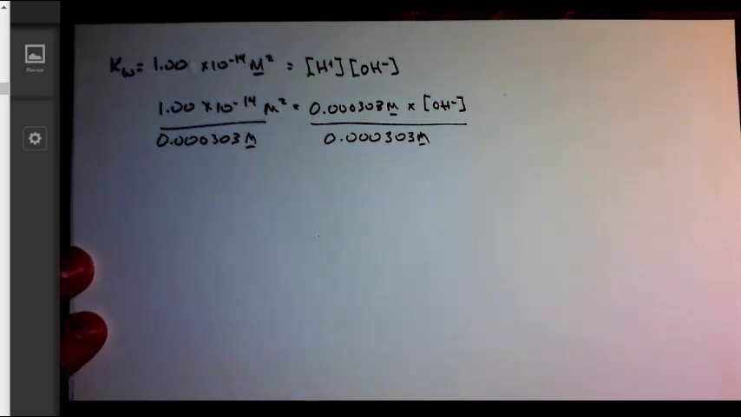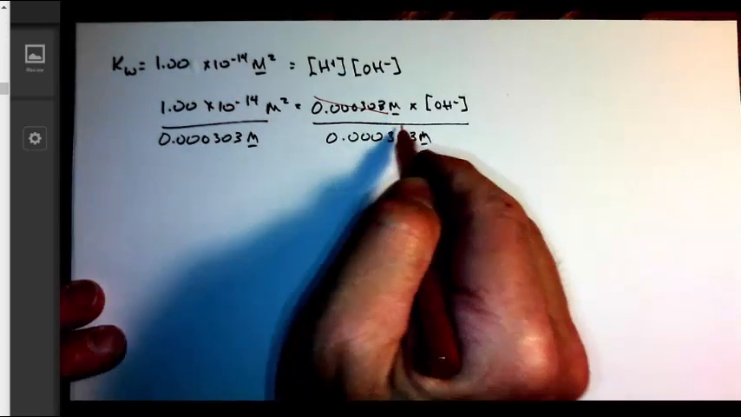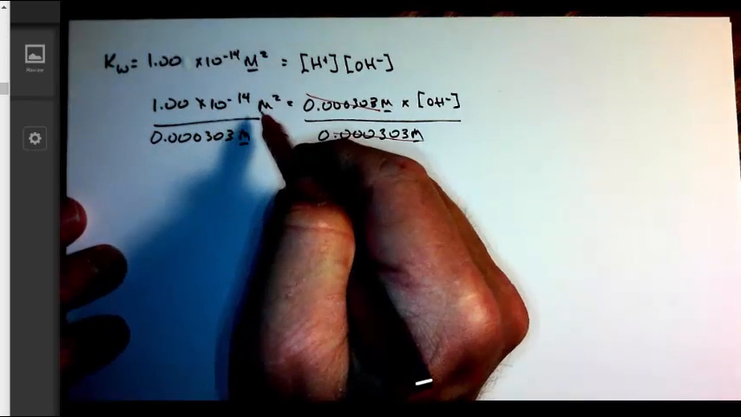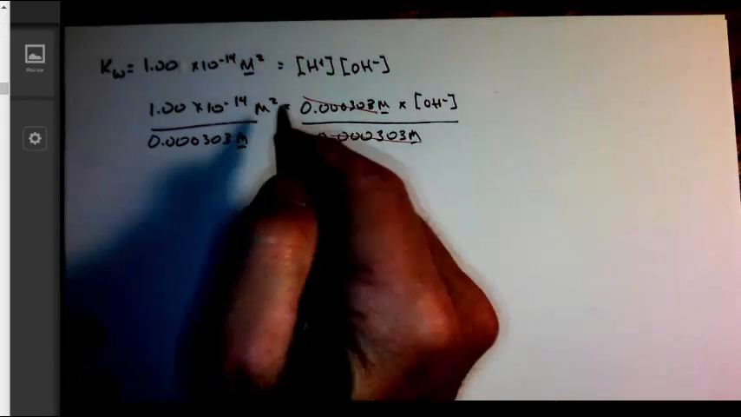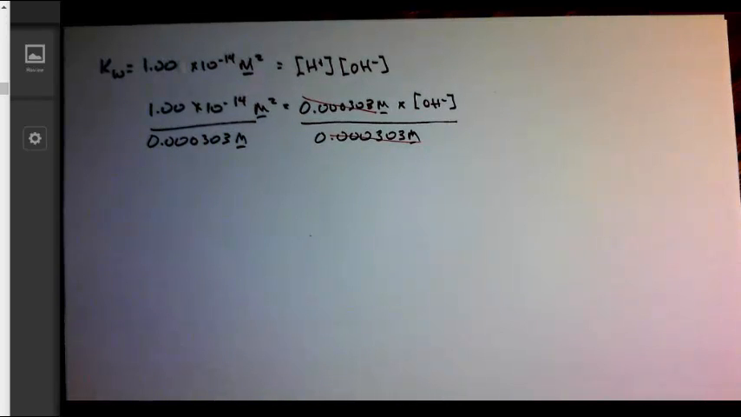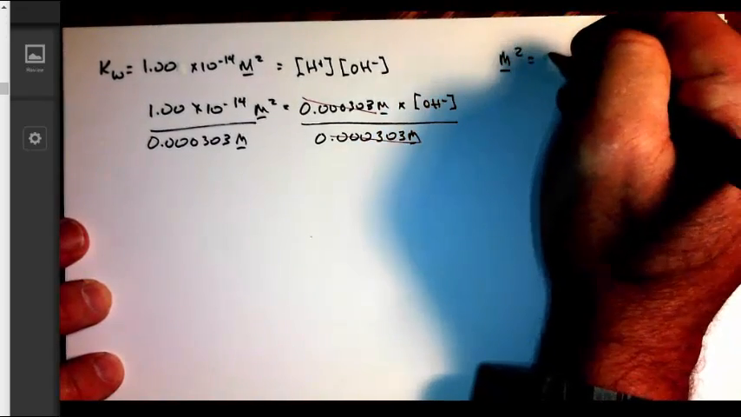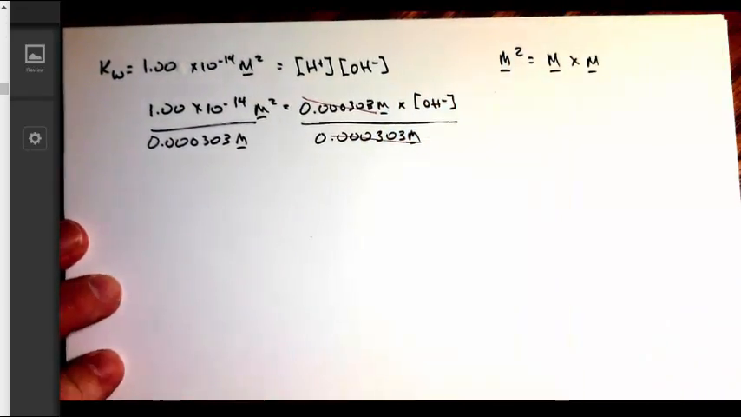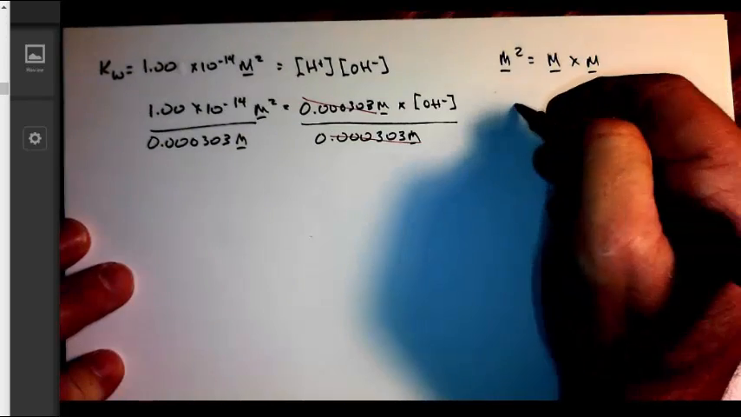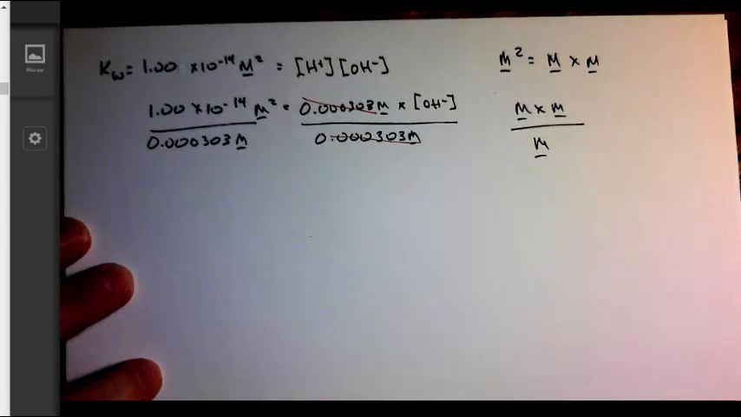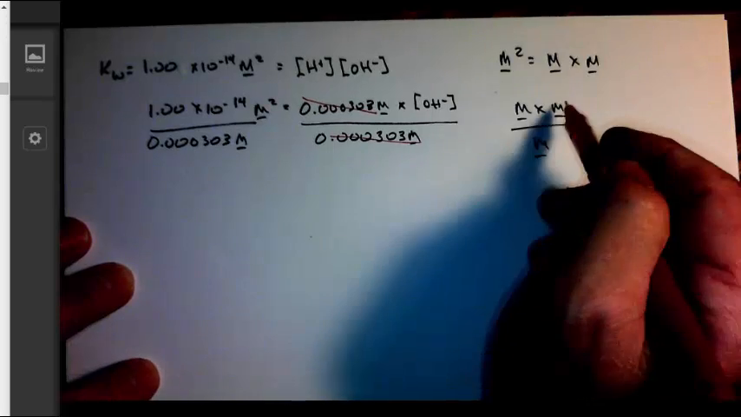Okay. All of this then cancels. We're left with hydroxide ion concentration. And what is molarity squared? What does that mean? What does it mean when you have x squared? Yeah, times itself. So this molarity, when I say molarity squared, that's the same thing as molarity times molarity, right? Well, if I have molarity times molarity over molarity, can I simplify that? One of these cancels, right?